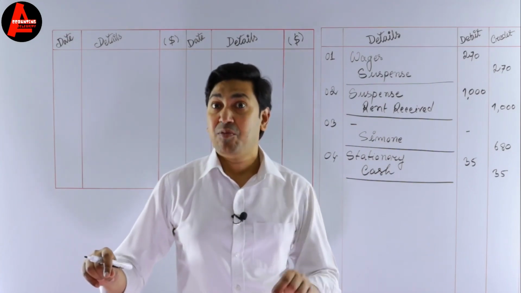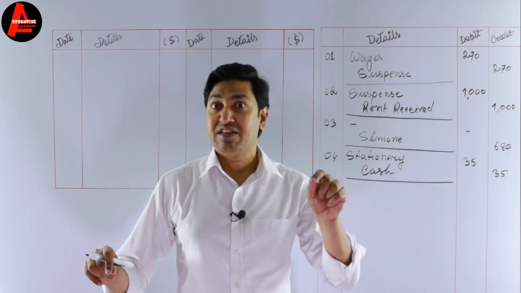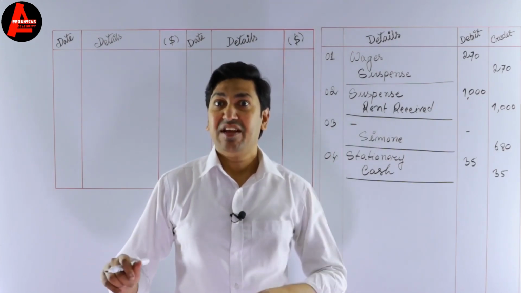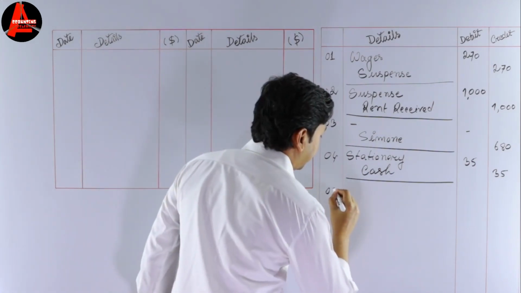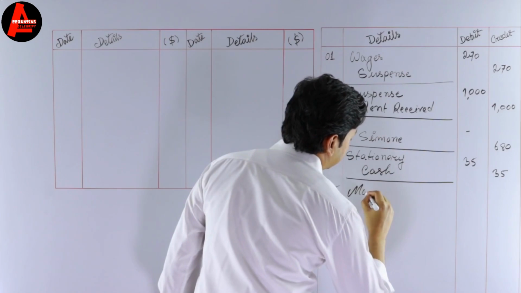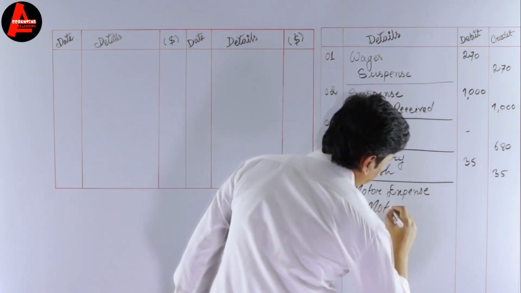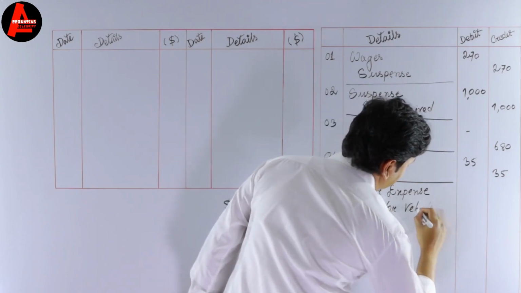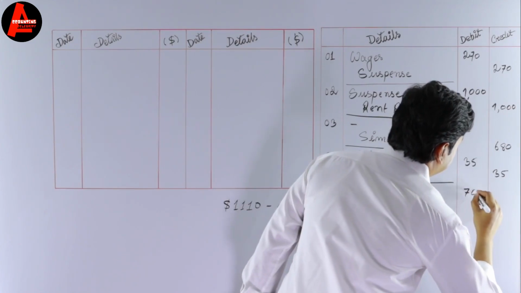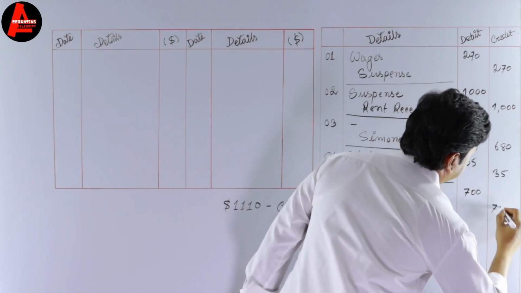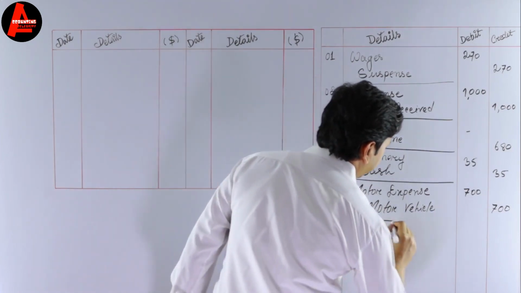Now motor vehicle repair is an expense, so expense to be increased. Increase in expense will be debited. So let us write here number 5, motor expenses to be debited and motor vehicle to be credited. The amount here is $700 on the debit side and $700 on the credit side. So this is also over.